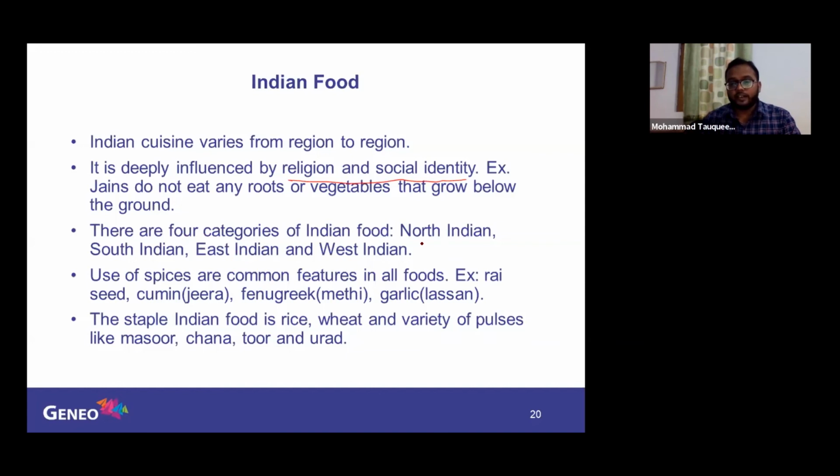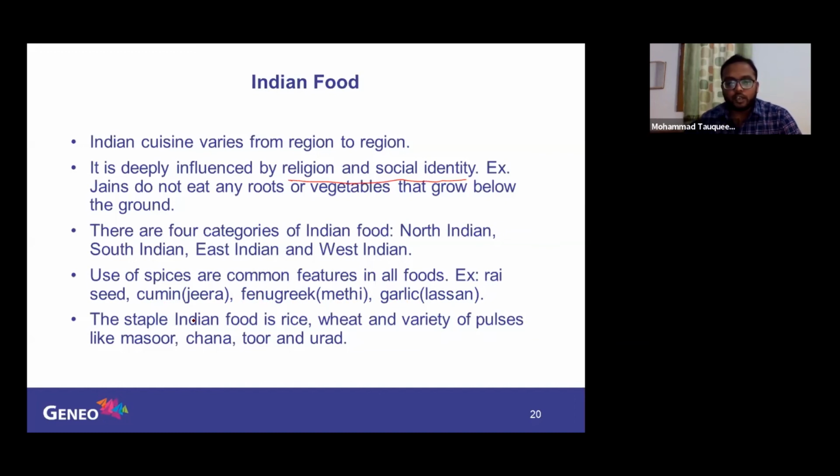Next, there are 4 categories: North Indian, South Indian, East Indian, and West Indian. Use of spices is a common feature in all foods. Why do we use cooked food? I have explained in previous slides that we cook food to make it delicious. So spices were used: mustard seed, cumin, which is known as jeera, fenugreek, which is known as methi, and we used to use garlic, which is known as lasan.